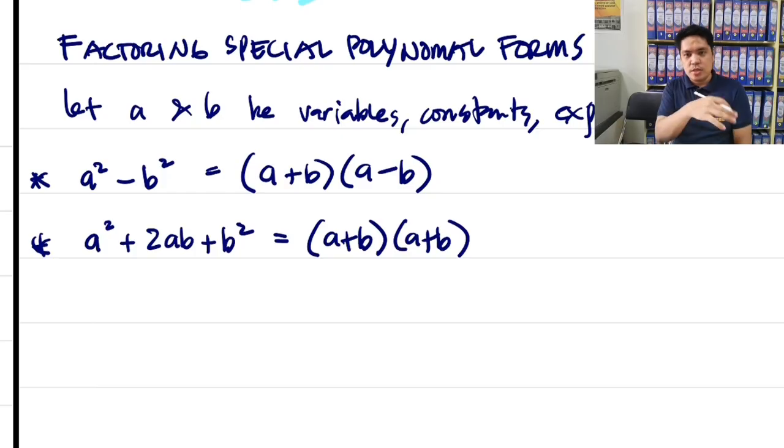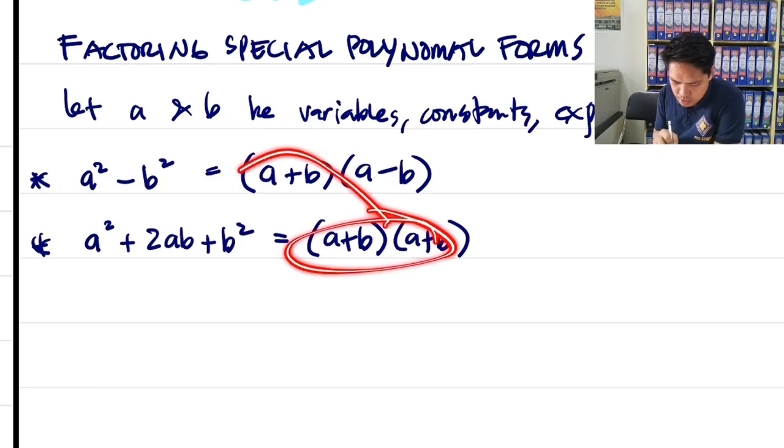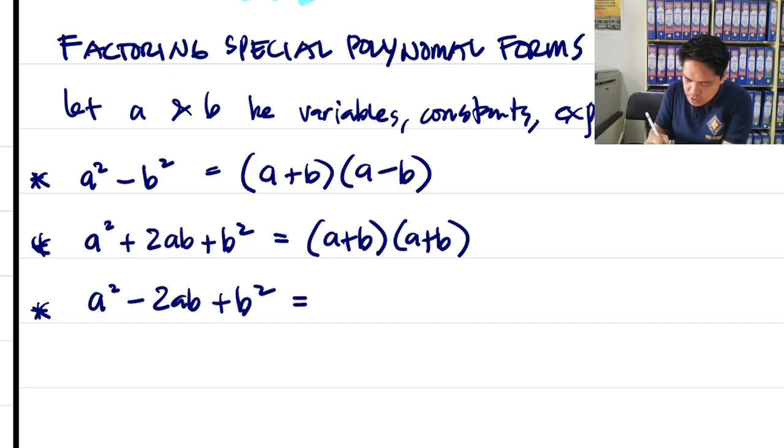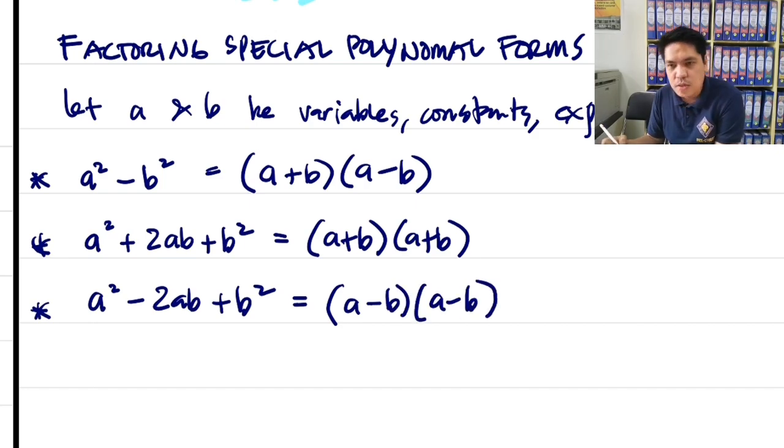I think in the previous lesson, we discussed the reverse of this. Okay? Now, if it is in the form a squared minus 2ab plus b squared, this is the product of a minus b and a minus b, or a minus b squared. Okay?